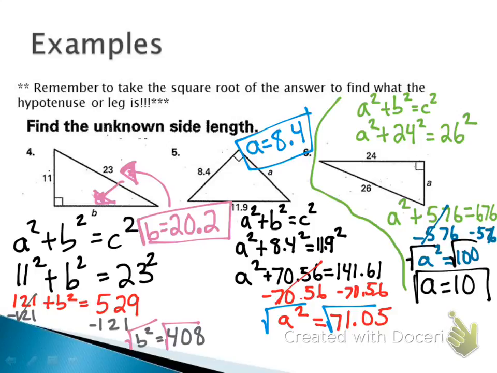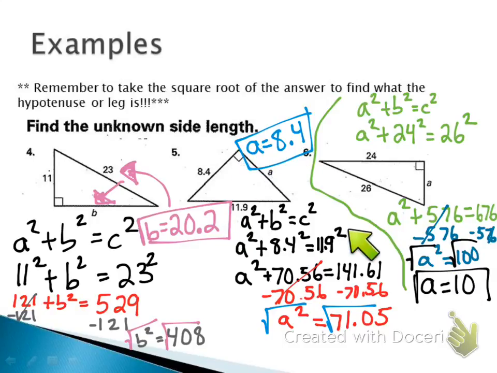Now I'm going to go back and make sure that this makes sense. If any of these answers are larger than the hypotenuse, I made a mistake. So, okay, it makes sense that one of the legs is about 20. Makes sense that it's about 8. Makes sense that it's 10. Okay? If we would get a number like 30-something over here, that means we set it up wrong. Okay? So always make sure you're asking yourself, does your answer make sense?